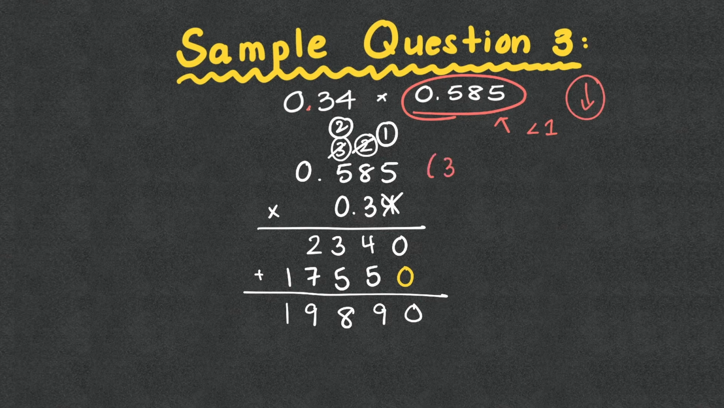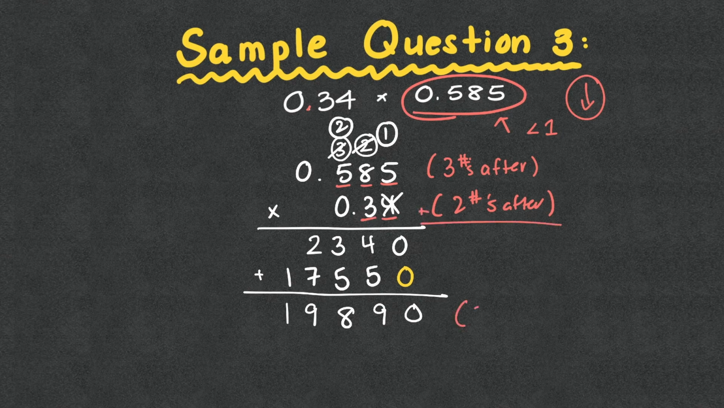So we have 3 numbers after the decimal here. 1, 2, 3. And we have 2 numbers after here. 1, 2, which means if we put those together, we should have 5 numbers after. So we move our decimal once, twice, 3, 4, 5. We put our decimal point in front.